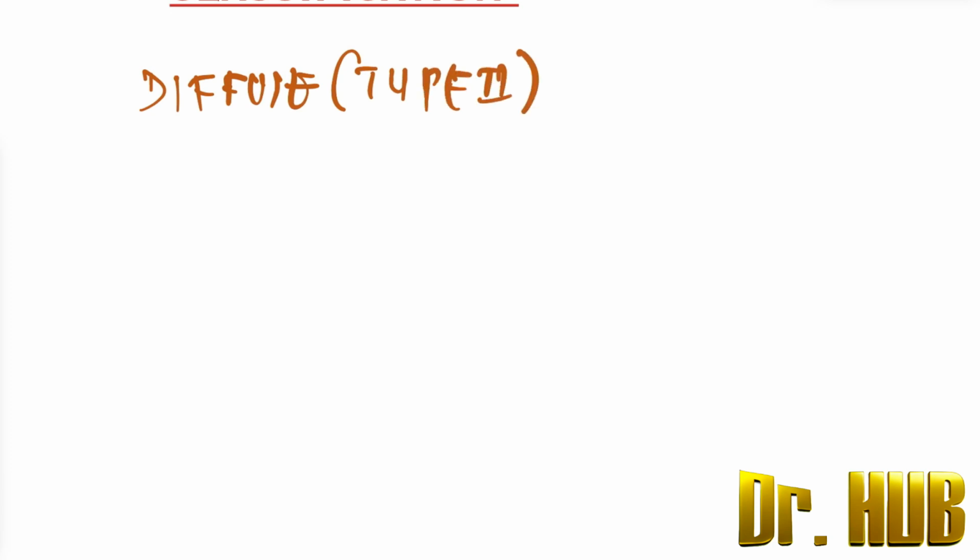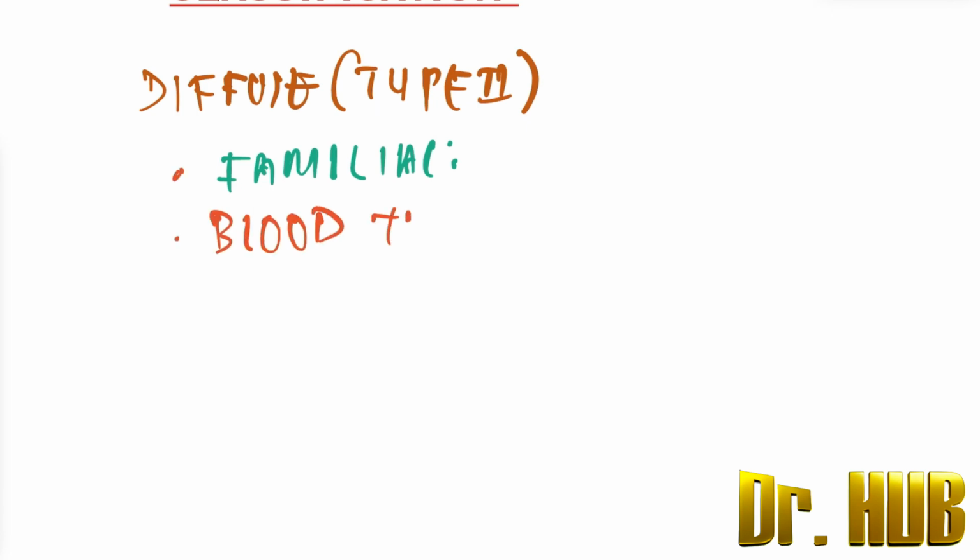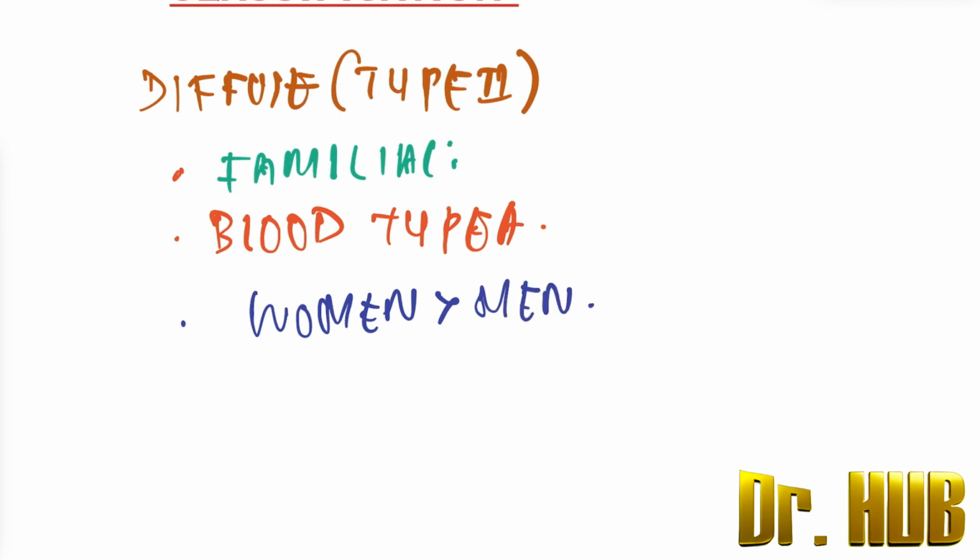Now we look at the diffuse type, that is type 2. In intestinal or type 1 it was environmental, here it is familial, and it involves blood group A. In the diffuse type, women are affected more than men, and this involves a younger age group.